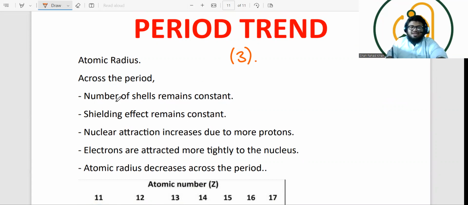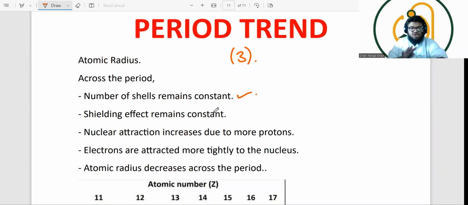Now, across the period, the number of shells remain constant. Because remember, the period number actually tells you the number of the outer shell, right? So if you are in, for example, period 3, then that means all the atoms in that same period will have an outer shell that is the third shell, right? All of them would have the same third shell, right? So this means the number of shells are not changing at all as you go across the period.